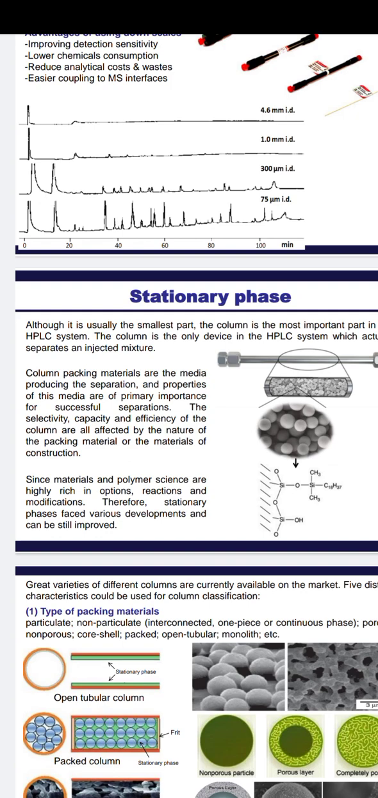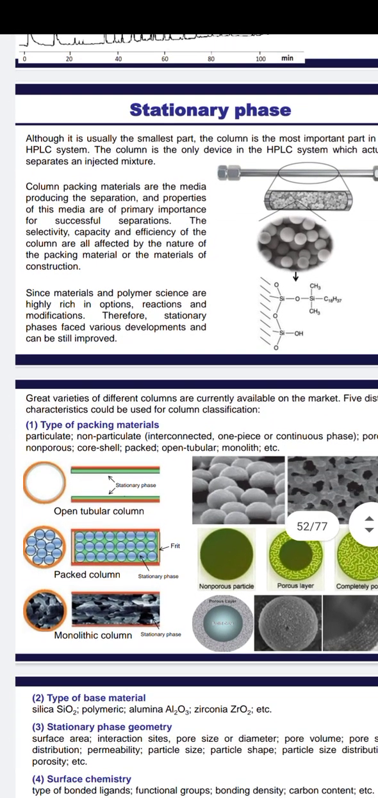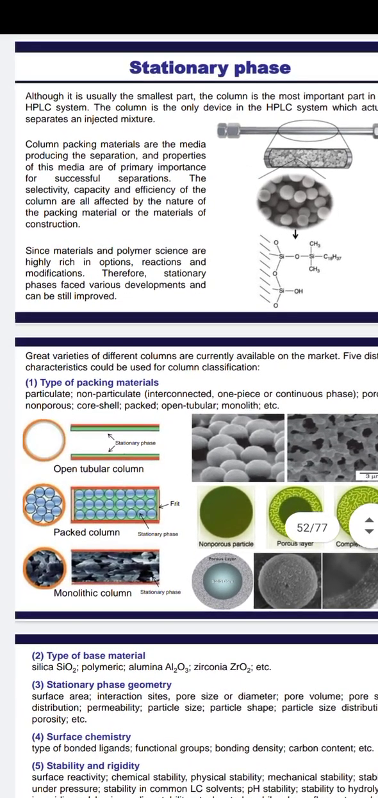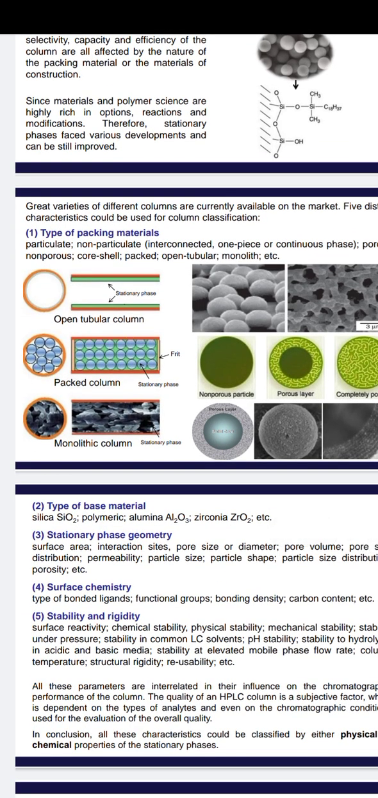Since materials science and polymer science are highly rich in options, reactions, and modifications, stationary phases have faced various developments and can still be improved. So there are different types of packing materials. Types of packing materials may be non-particulate, porous, non-porous, core shell, packed, open tubular, like that. And types of base material are silica, polymeric, alumina, and zirconia.